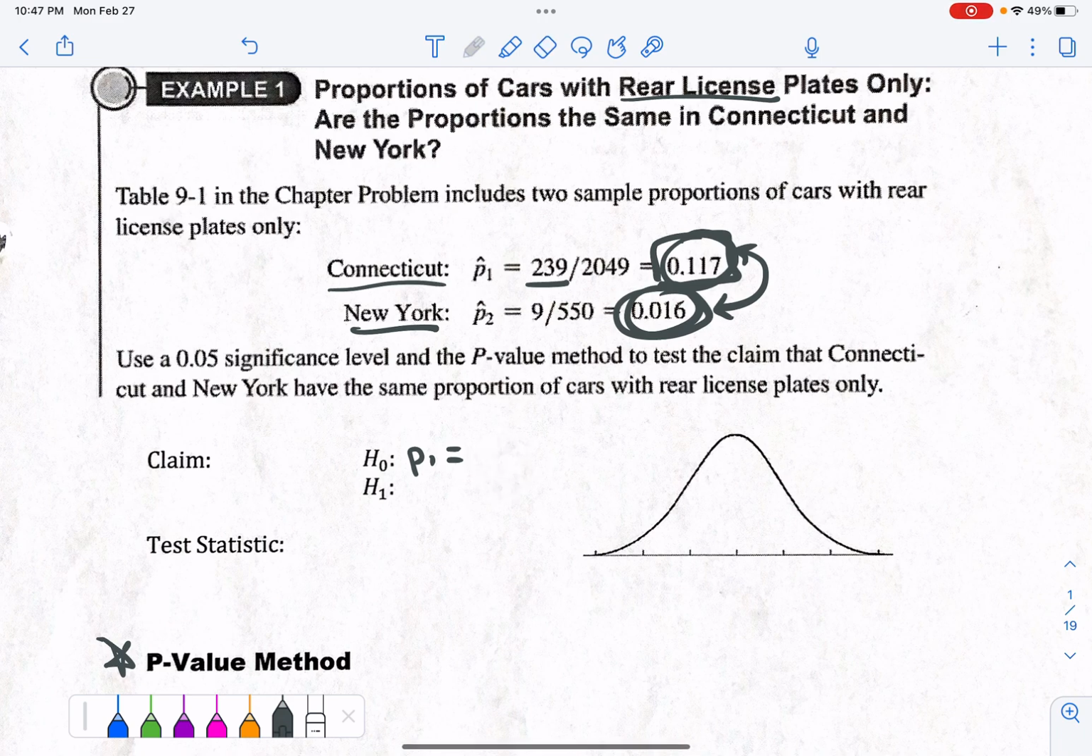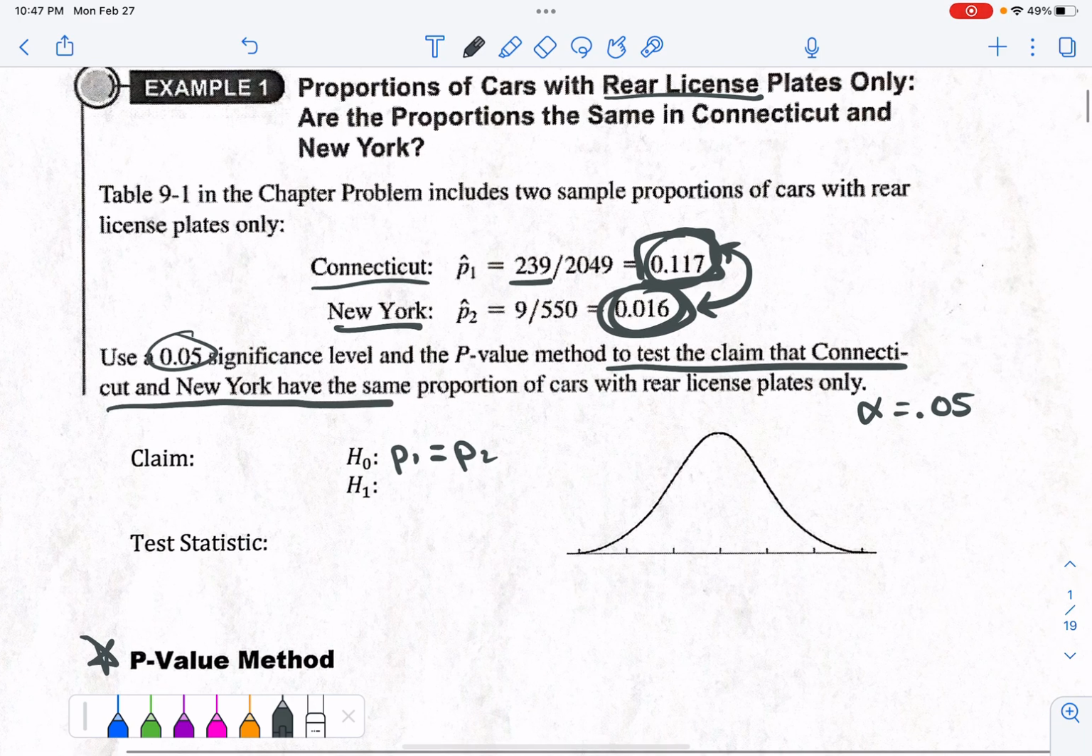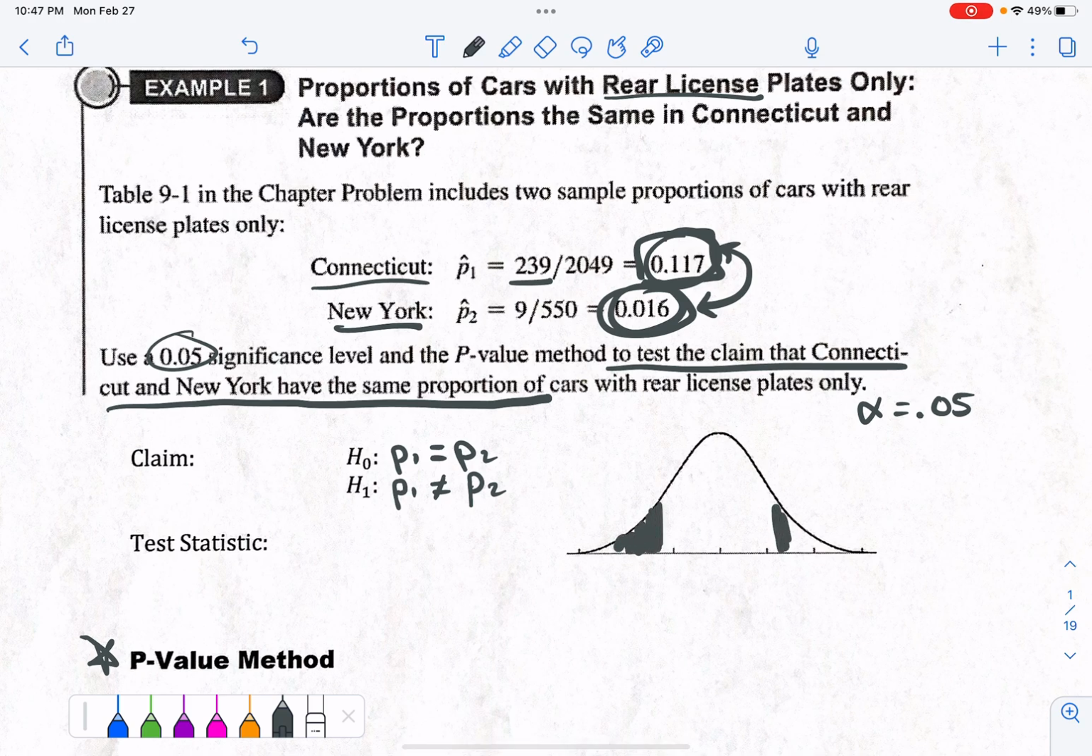Let me fix the p2. There we go. Use a significance value of 0.05, that's 5%, to test the claim that Connecticut and New York have the same proportion. They don't say that one is greater than the other, so we're just going to say our alternative hypothesis is not equal to. So just like last time, we would have 2 tails, and this significance value of 5% would have to be split in half. So I would have 2.5% and 2.5%.